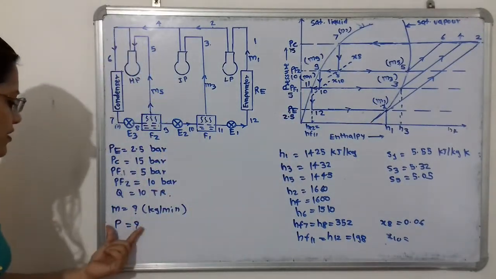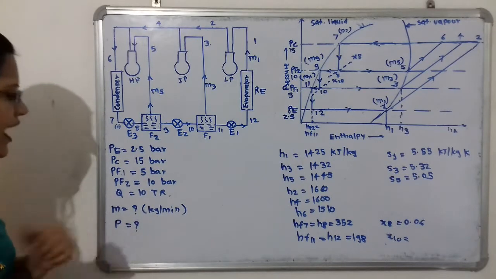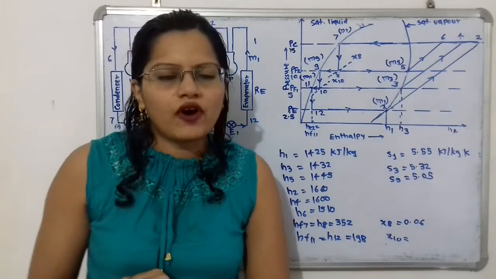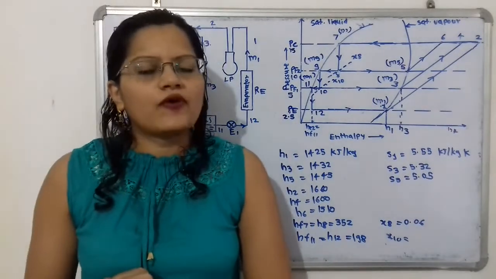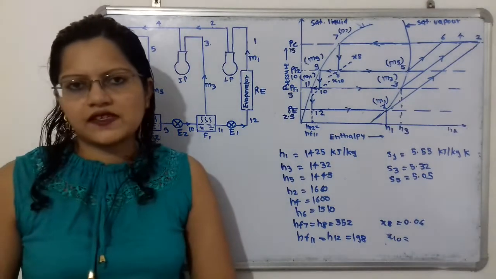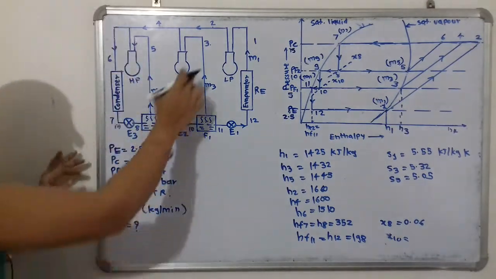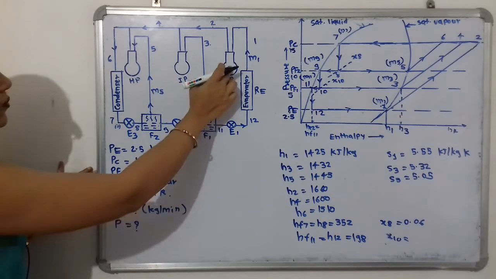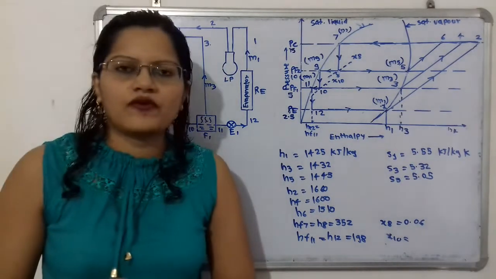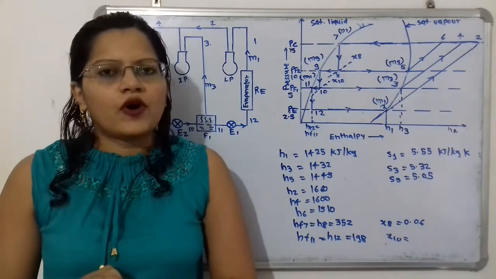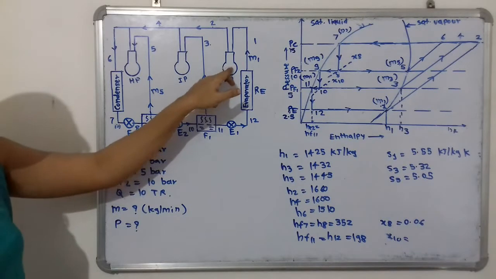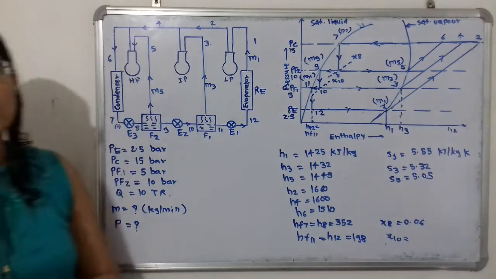And the next question was, we have to calculate the power required to drive the system. For that we have to find the work done for this system. Work done is taking place at three compressors, that is the low pressure compressor, intermediate pressure and high pressure compressor. So for that it is important to calculate the mass of the refrigerant that is moving through this compression process.